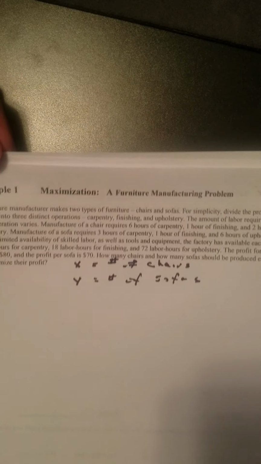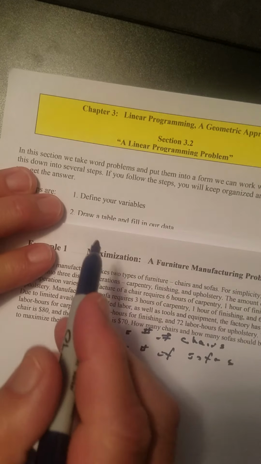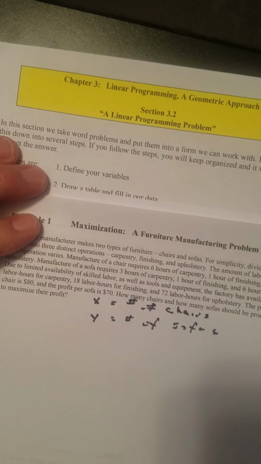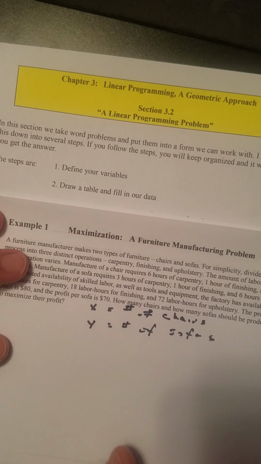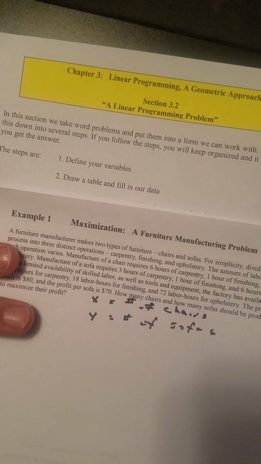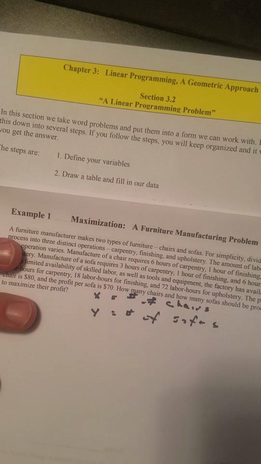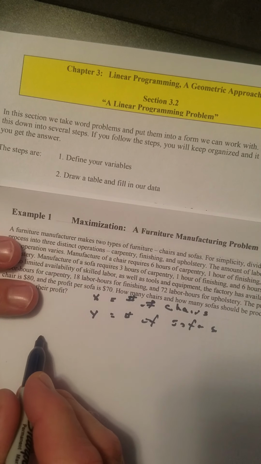Okay, so if we go back to the first page, the first thing we were supposed to do was define the variables. So I've done that. Now we need to come up with a table. First, you're going to make a table, but sometimes it's hard to understand how big to make the table.